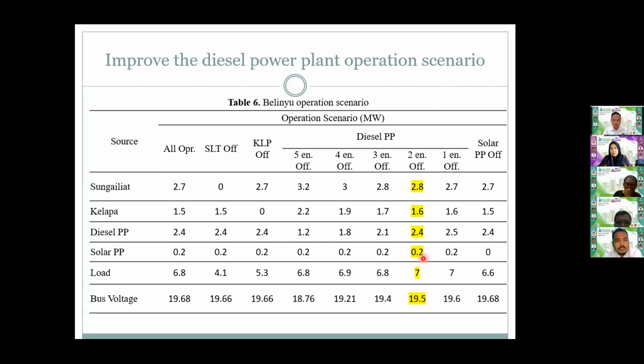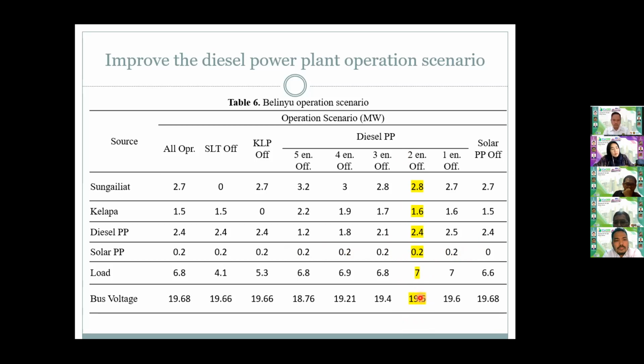Okay, and the diesel plant stops 2 engines, and this scenario can supply the maximum load, and the bus voltage is at the minimum requirement of 19.5 kilovolt.